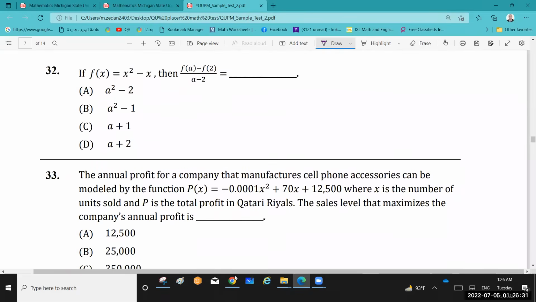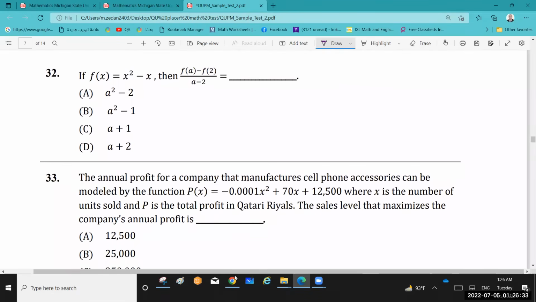Question 32. If f of x equals x squared minus x, then find the average rate of change of this function between the two points 2 and a. Very easy, only substitution. f of a is a squared minus a. This minus, you have to write it. And f of 2, go to the function, substitute 2: 2 squared minus 2. Okay, this all over a minus 2.